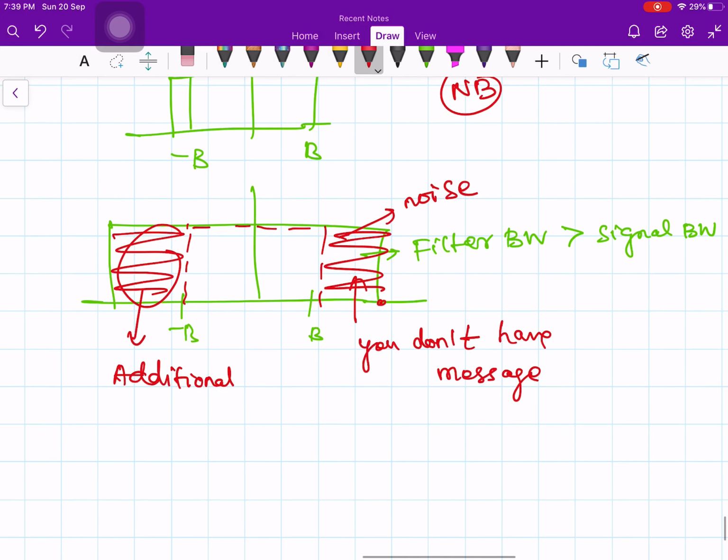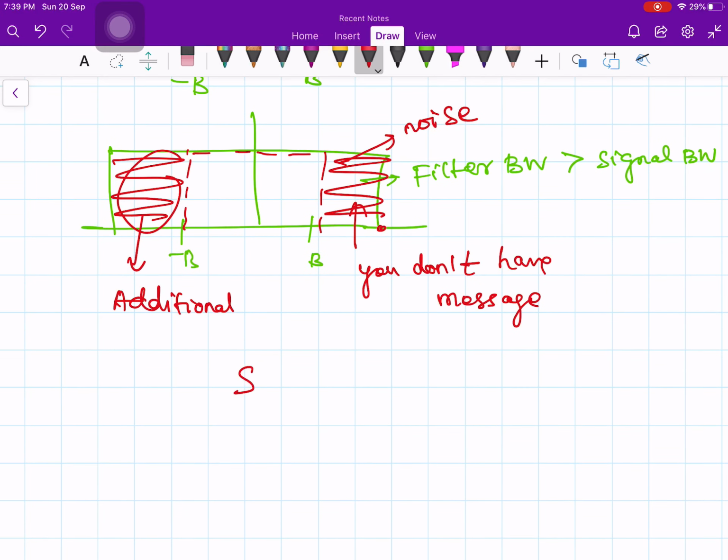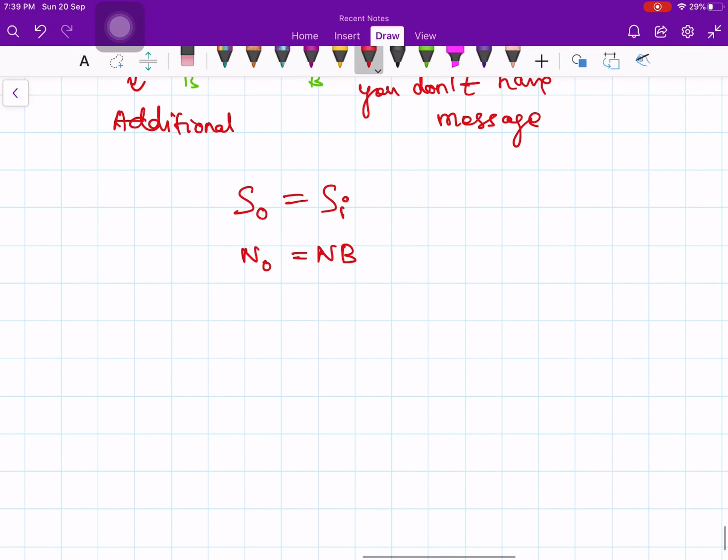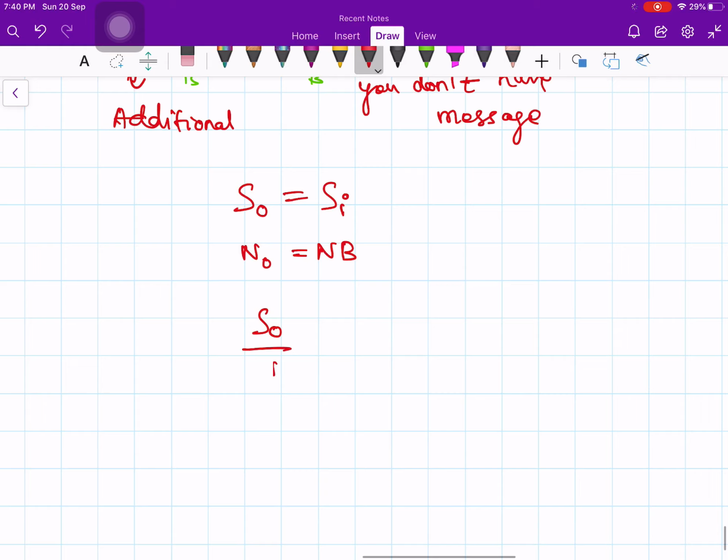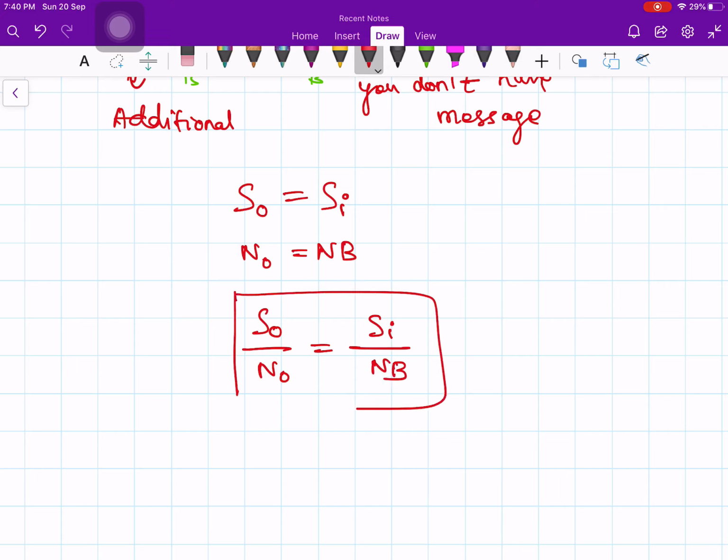Okay, so that's it. Now what is the output signal power? SI. And what is the output noise power? NB. Just now we have calculated this. Now let us try to calculate the output signal power divided by output noise power. It is going to be SI by NB. This is the figure of merit. Okay, and this is the SNR of a baseband communication system. So we should always remember this by heart.